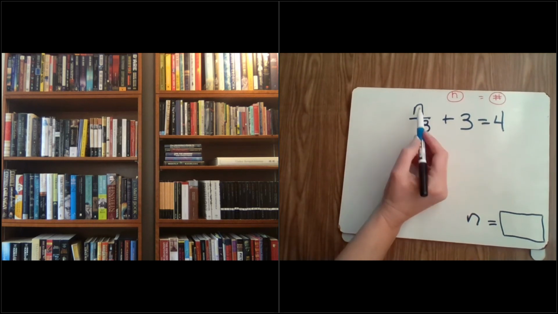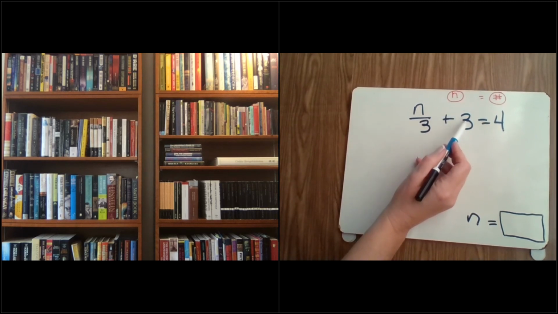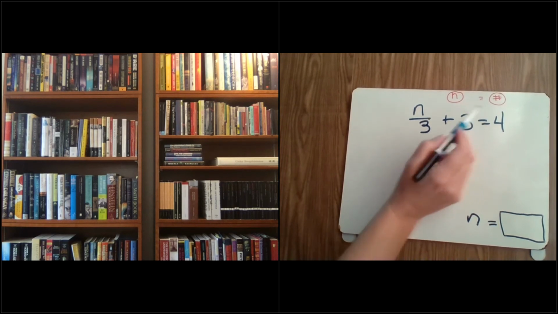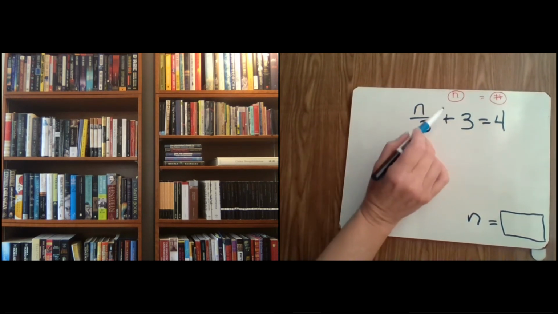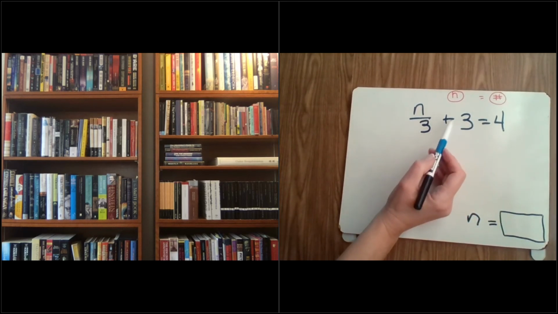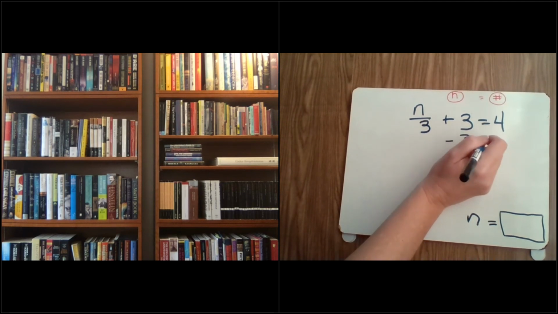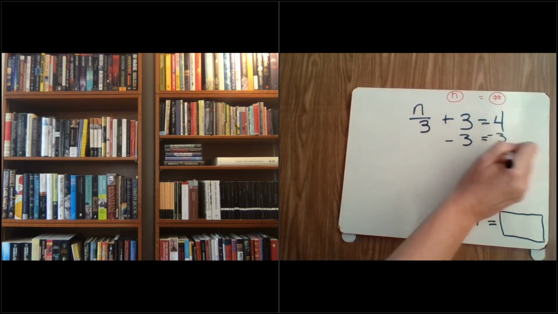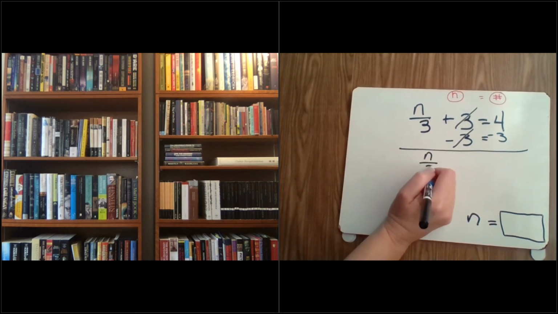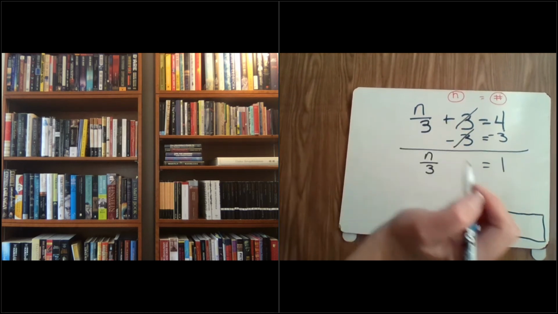N over 3, that's an n, that's on the left side, it's where it belongs. Plus 3, that's a number. That doesn't belong on the left side. We want all the numbers on the right side. Remember, we undo addition and subtraction first. The opposite of plus 3 is minus 3. Do it on the left, I'm going to do it on the right. That's going to cancel, and I'm left with just n over 3. 4 minus 3 is 1.